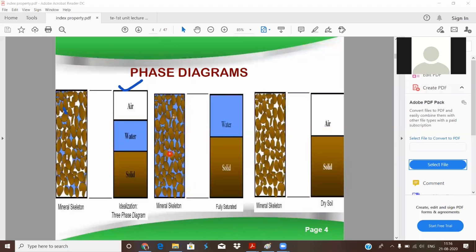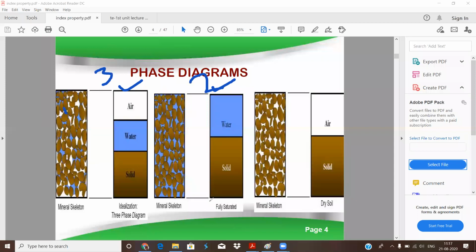Another type of soil is one where the voids are totally filled with water, with no air. So the soil particles are completely filled by water, and here there are only solids and water. In this case we convert the phase diagram into two phases only: one phase completely solids and another phase completely water. That is why this is known as the two phase diagram. This is the three phase diagram, and this is the two phase diagram. Generally the two phase diagram is available in fully saturated soil, where there is no air in the soil, whereas the three phase case is partially saturated, with some amount of water and some amount of air.